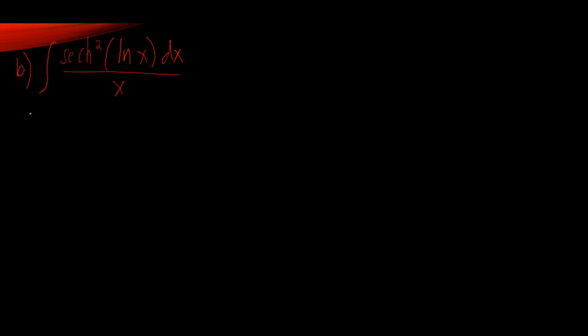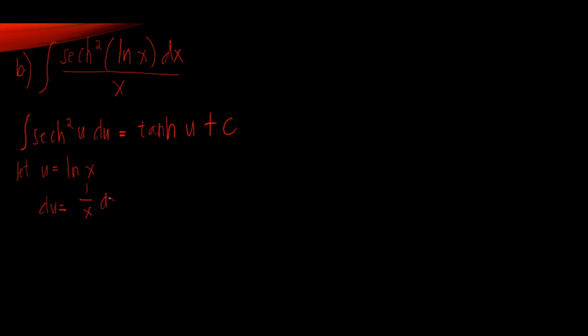So, yung gagamitin natin na integration formula is this one. The integral of secant hyperbolic squared u du is equal to tangent hyperbolic u plus c. Okay? So, mag-let u muna tayo dito. So, let u be equal to ln of x. So, our du will be equal to, what is the derivative of ln x? That is 1 over x dx.